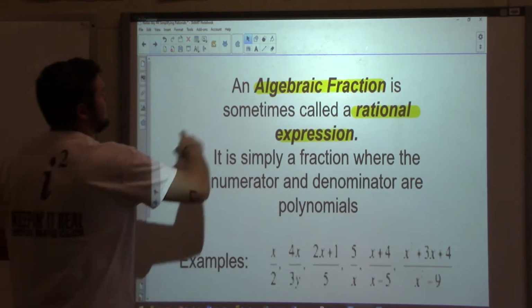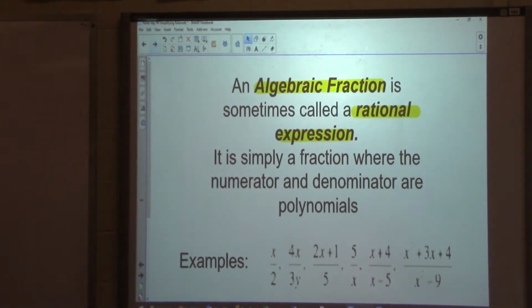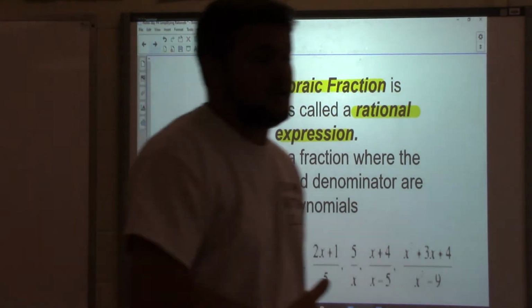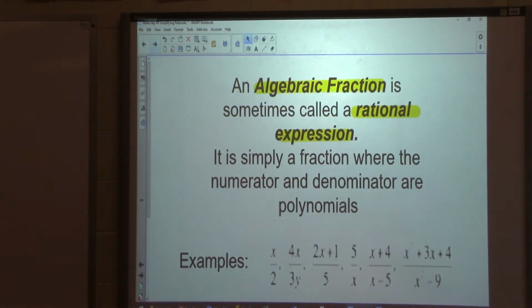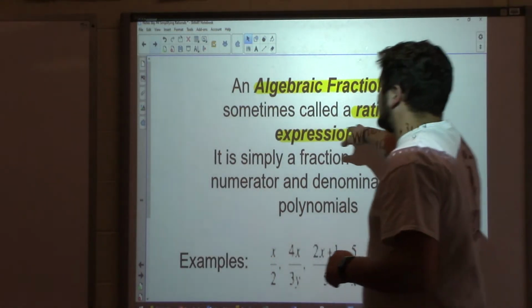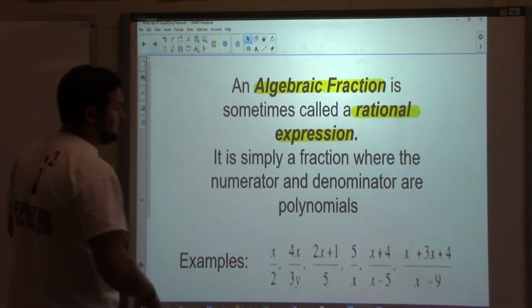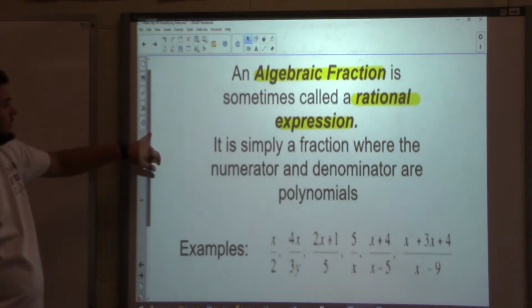So, an algebraic fraction is sometimes called a rational expression. So, when that question on top of your note says, what's a rational expression? You could write it down as an algebraic fraction. Basically what that means is we have numbers, we have variables in our numerators and denominators. It could be anything. So an algebraic fraction is sometimes called a rational expression. It is simply a fraction where numerator and denominator are polynomials.